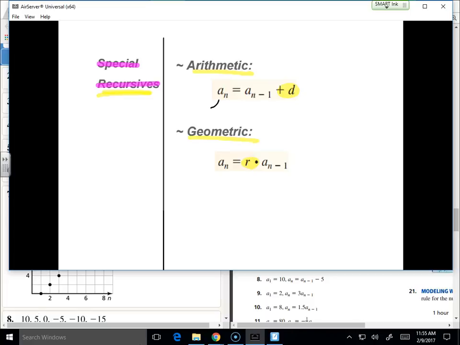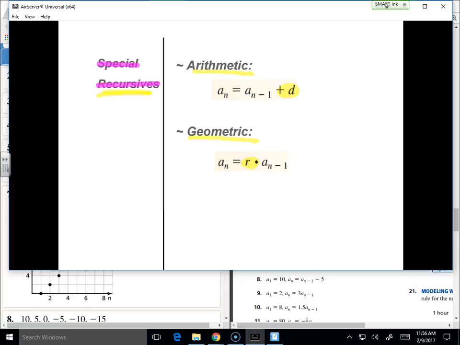Who is this guy? Good, that's the a sub n, the nth term. What is this guy's name? This whole guy? Sometimes it's the first. The previous term. Okay. The previous term. And then for arithmetic, this one is the common difference right here, right? This one's the common ratio. But the one we're looking at, it's not arithmetic, right?